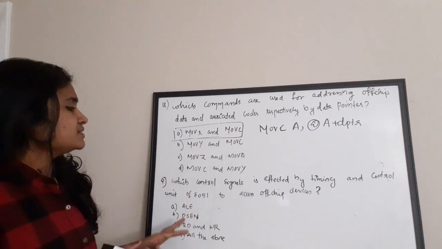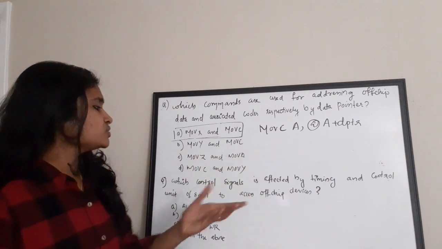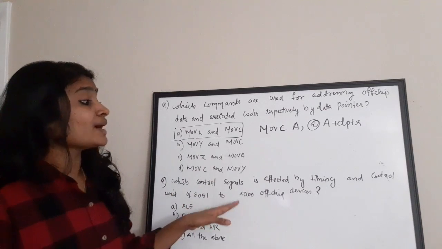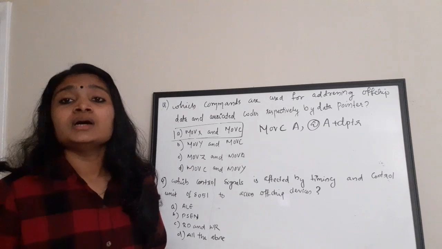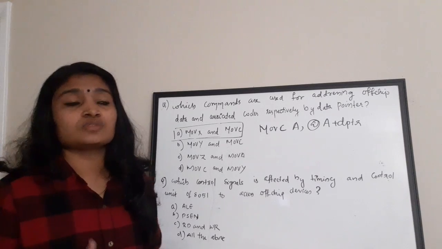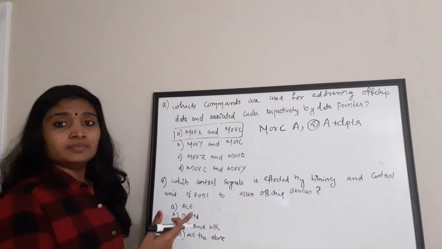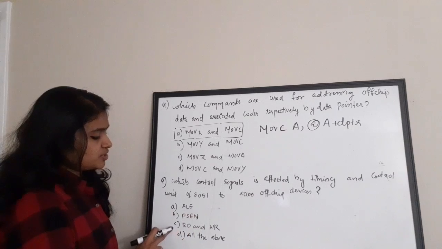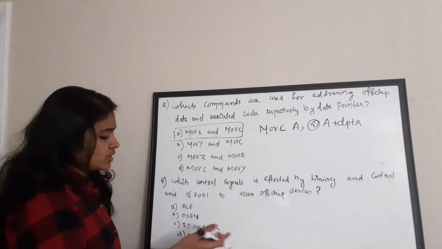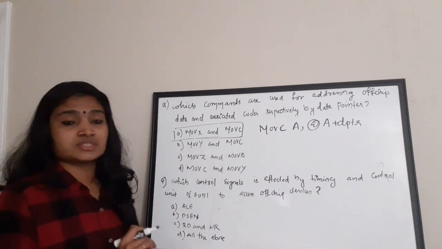Then the next question is, which control signals are affected by the timing and control unit of 8051 to access off-chip devices? So we are going to talk about off-chip access of the 8051 microcontroller. The options given are option A, ALE, option B, PSEN, option C, RD and WR, and option D, all of these. Now let us talk about the options first.